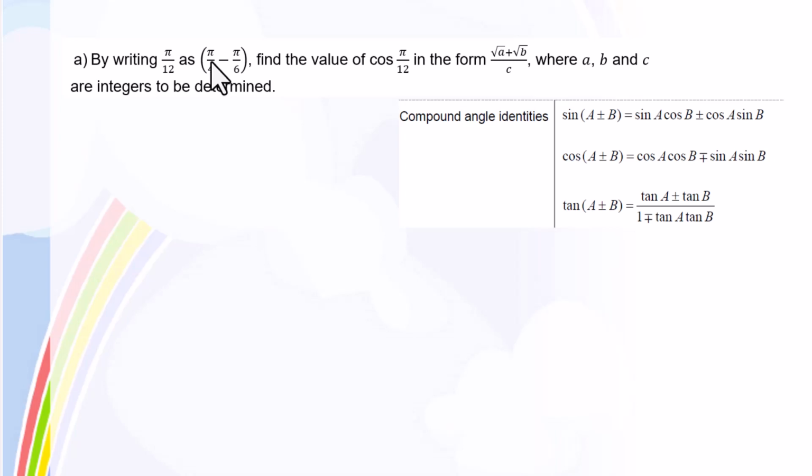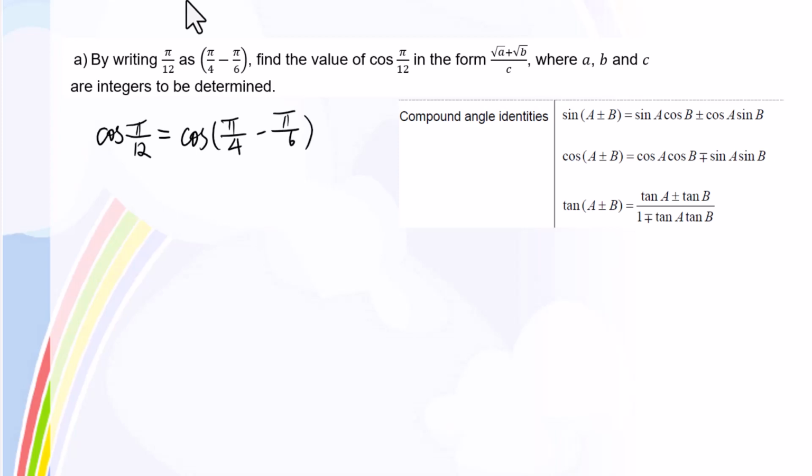In this video, we will use compound angle identities to evaluate trig functions. By writing pi over 12 as pi over 4 minus pi over 6, find the value of cosine pi over 12 in the form square root of a plus square root of b over c, where a, b, c are integers to be determined. Cosine pi over 12 equals cosine of pi over 4 minus pi over 6.